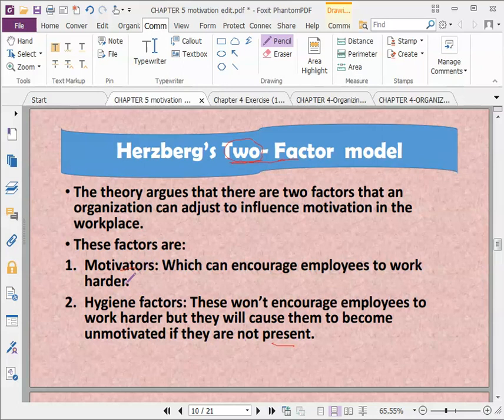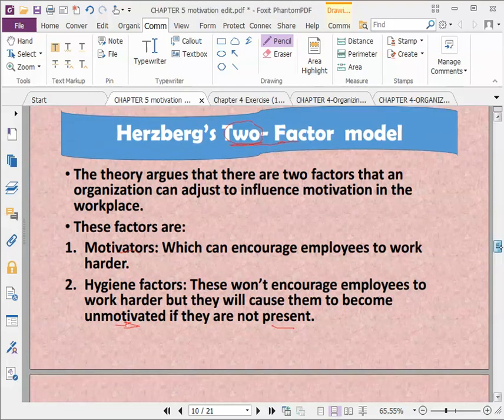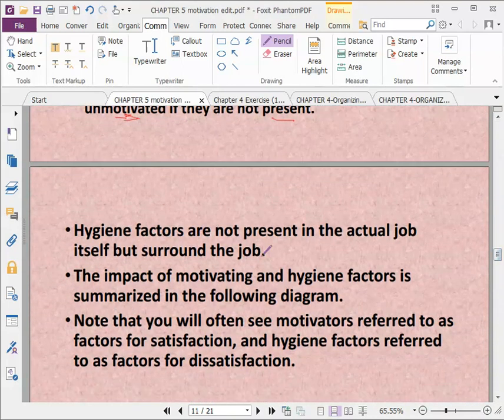Tapi hygiene factors ni maksudnya factors yang bila tak ada, if they're absent in the work environment tu, dia akan menyebabkan employee tersebut unmotivated. Okay, tak ada perkara tu maknanya dia akan jadi terus tak bersemangat ataupun tak bermotivasi untuk menjalankan kerja dia. Okay, sekejap lagi tengok hygiene factors. Okay, so tengok hygiene factors are not present in the actual job itself but surround the job. Okay, surrounding, environment of the work itself, itulah hygiene factor dia.